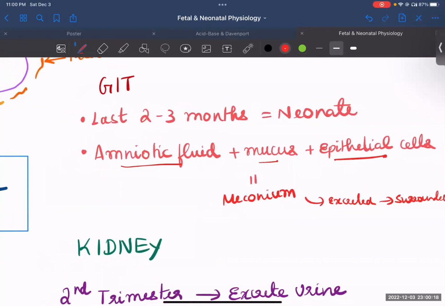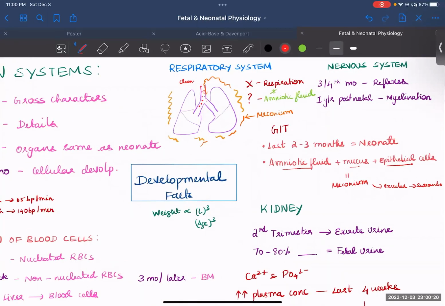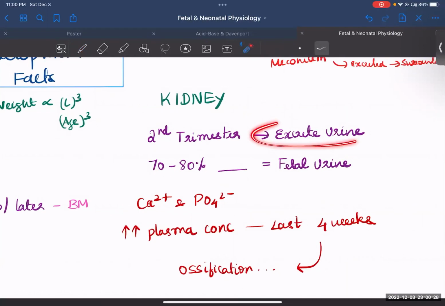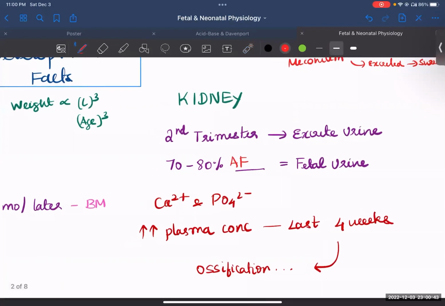Now, respiration in the fetus does not happen so that this meconium does not enter your lungs. Again, to revise that concept. Now, what about kidney? Kidney starts excreting urine in the fetus after the second trimester only. Not after the first, but after the second trimester, the kidney starts excreting urine. Now, here's another fact. 70 to 80% of amniotic fluid is made up of the urine secreted by your fetus. So basically, the fetus is floating around in its own urine. 70 to 80% of the amniotic fluid is your fetal urine.